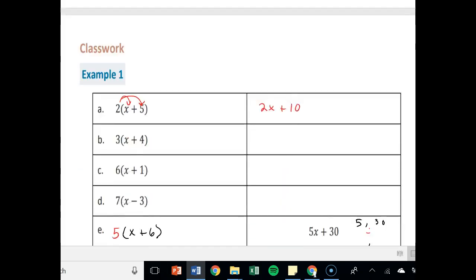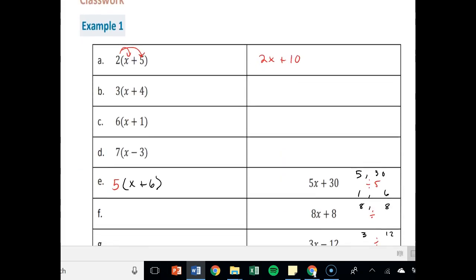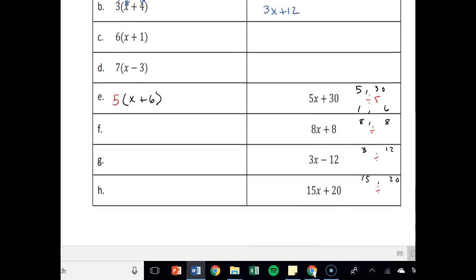All right. Go to the backside. On the backside, you're just practicing the distributive property here, both forwards and backwards. So here on B, you're saying 3 times x, that's 3x, and then 3 times 4, that's plus 12, right? Well, unless you do C in Edpuzzle and D in Edpuzzle. Be very careful of the signs.